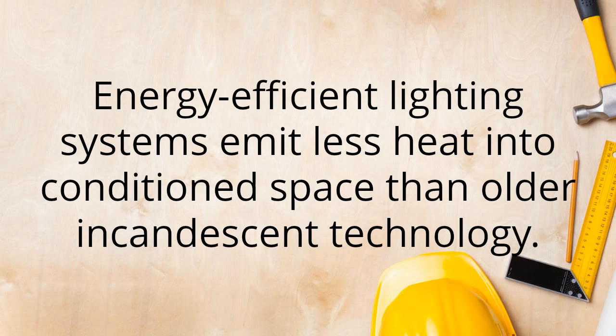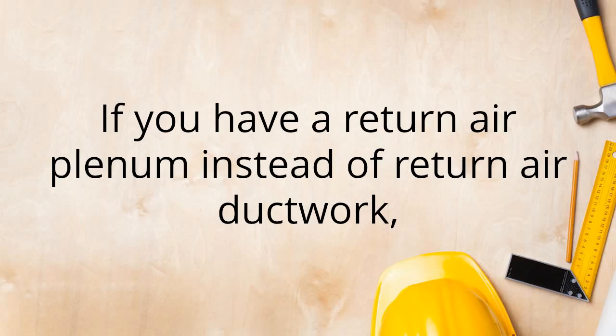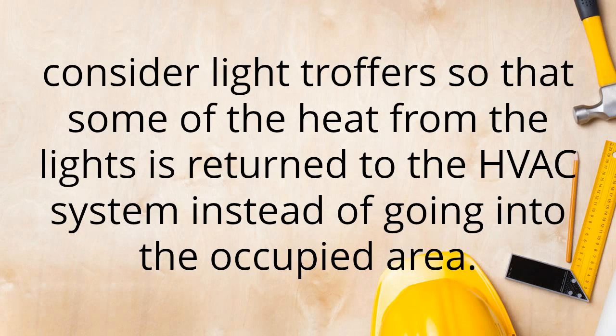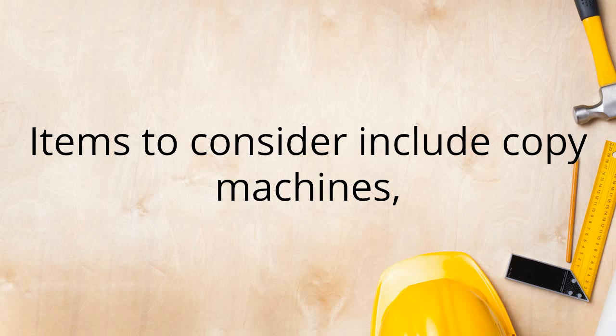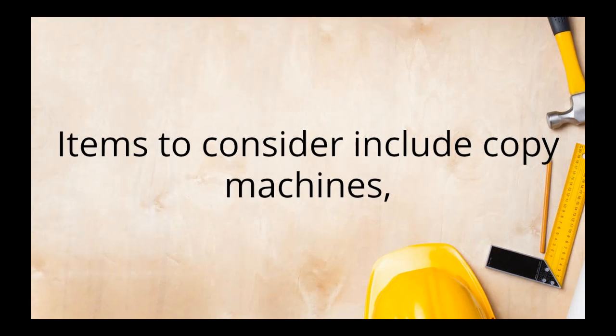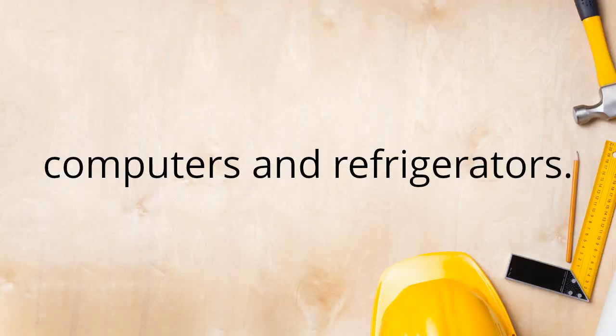Energy efficient lighting systems emit less heat into conditioned space than older incandescent technology. If you have a return air plenum instead of return air ductwork, consider light troffers so that some of the heat from the lights is returned to the HVAC system instead of going into the occupied area. Selecting efficient equipment and electronic devices that have a power saver option will reduce the sensible heat gain in the space. Items to consider include copy machines, kitchen equipment, computers and refrigerators.